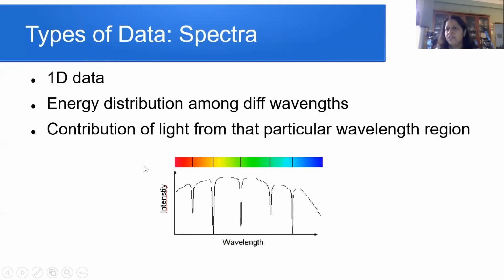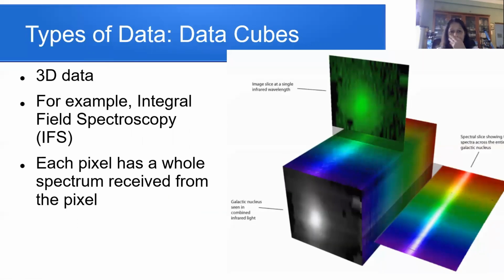It's basically one-dimensional data, because it's telling you how the source varies in its brightness at different wavelengths, right? Now, in today's telescopes, we also have what is called integral field spectroscopy. That is, you can get the spectrum for every pixel on the object, right? So each pixel has a spectrum.